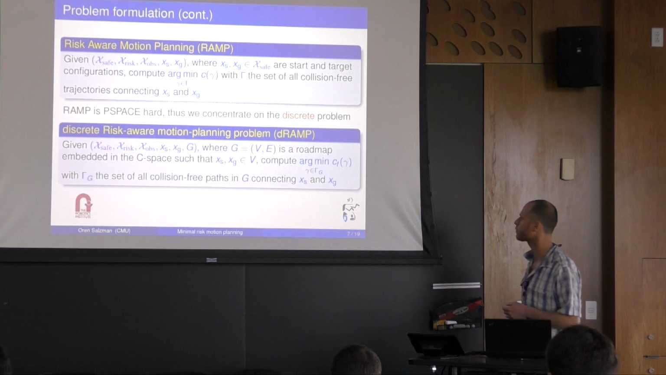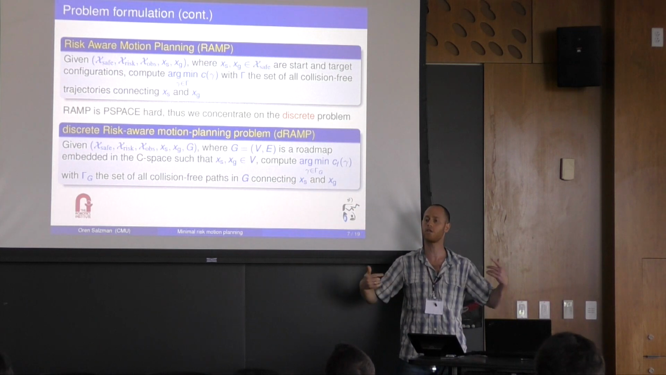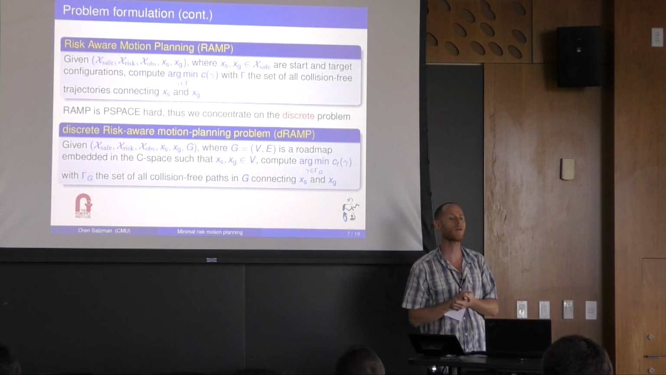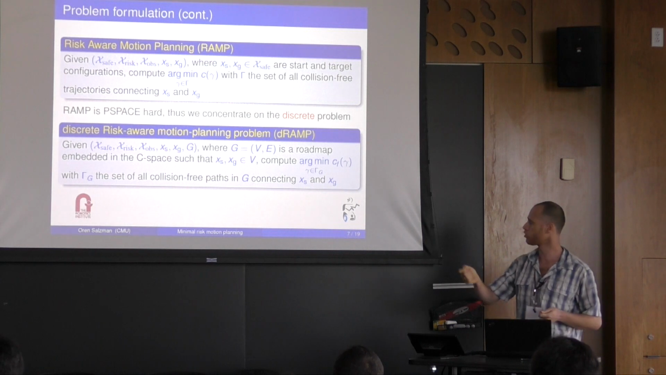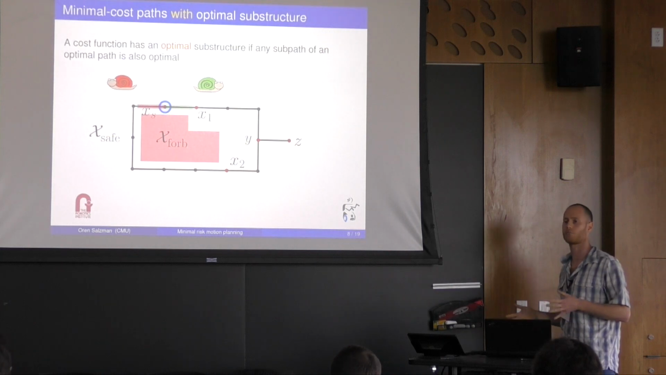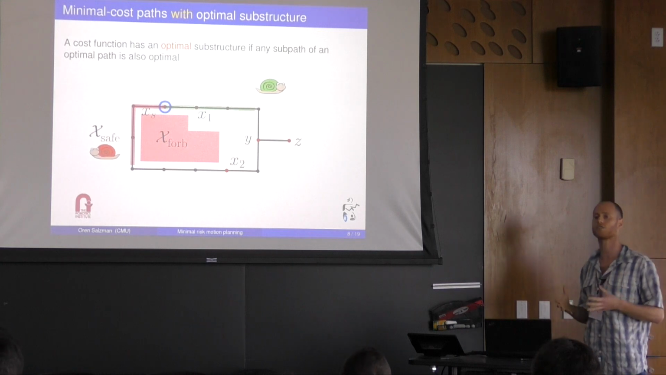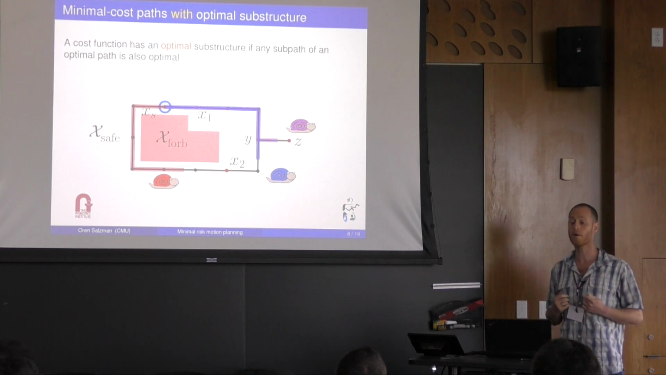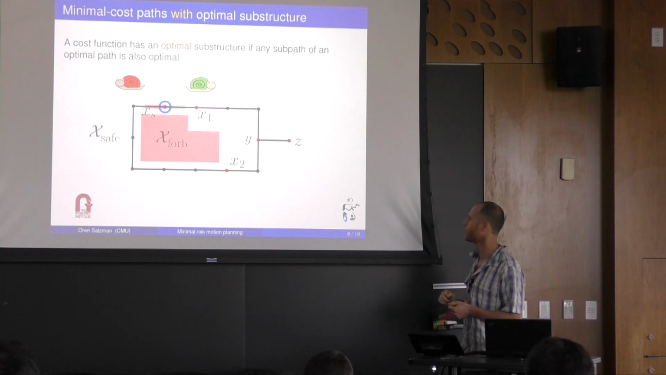So we have the same problem, but we have a pre-computed graph, which we can think of as the PRM roadmap, which is a graph embedded in this continuous space. And now we want to plan a minimal cost path on this graph between a start and a goal node. Now the first question one should ask is, why not use standard pathfinding algorithms like Dijkstra? These algorithms assume that the cost function has an optimal substructure, namely that subpaths of an optimal path are also optimal. So what is this visualization?